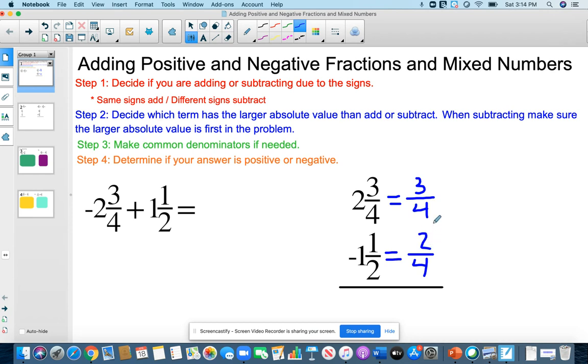And since I'm subtracting and now I have common denominators, I just have to subtract the numerators. So you're going to take 3/4 minus 2/4, which gives me 1/4. And then 4 is still the same denominator. Don't forget to do your whole numbers. So 2 minus 1 is 1. So I get 1 and 1/4, but the last step, step 4, determine if your answer is positive or negative. And since my negative 2 and 3/4 has a larger absolute value, the answer would be negative. So my answer is negative 1 and 1/4.